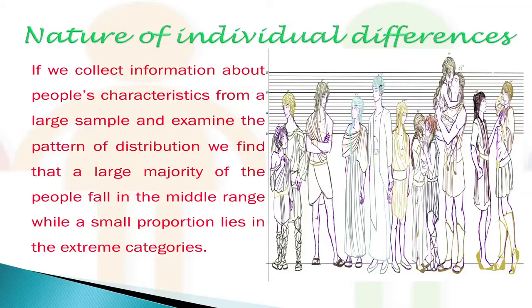If we collect information about people's characteristics from a large sample and examine the pattern of distribution, we find that a large majority of people fall in the middle range while a small proportion lies in the extreme categories. For example, most people fall in the category of average height and very few are very tall or very short. This is true for many psychological attributes such as intelligence.